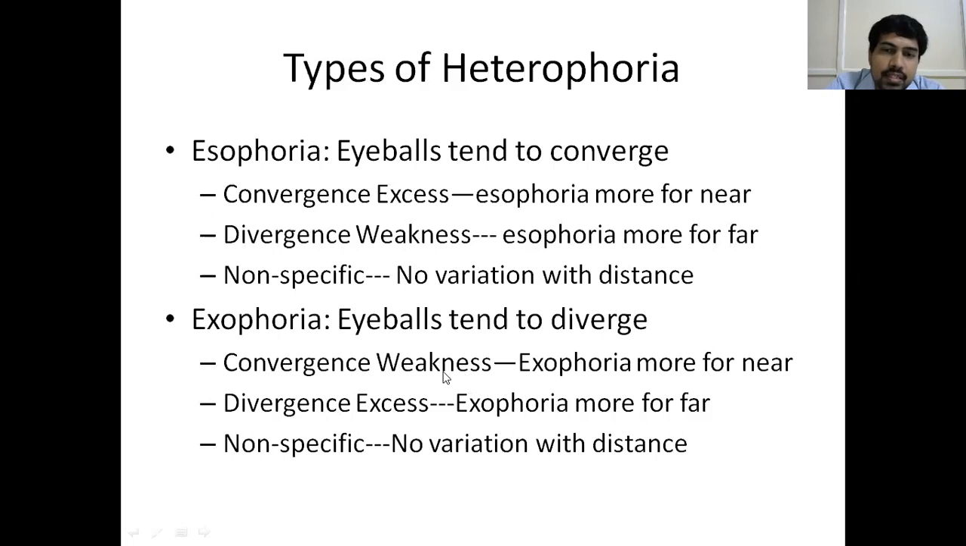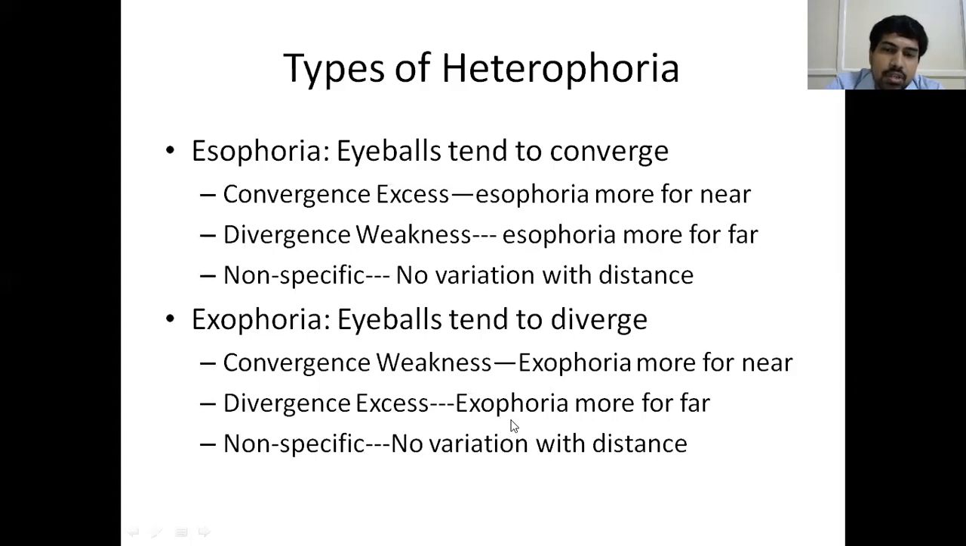So the medial rectus is weak, so the lateral rectus is overacting, so there is more exophoria. Even for near vision, you use the medial rectus more. So for near, the exophoria will be more because the medial rectus is weak here and the lateral rectus is strong, so it pulls the eyeball outside.